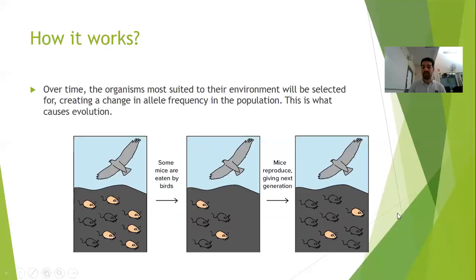So if we had another 3 or 4 pictures, we might end up with only black mice, and the brown alleles may become 0 in this population.